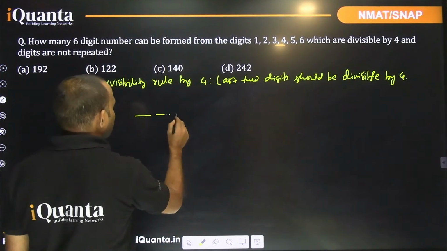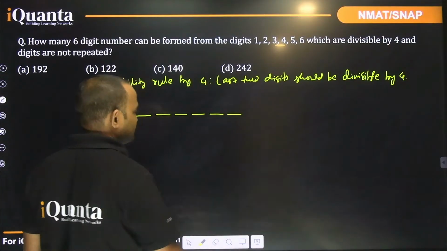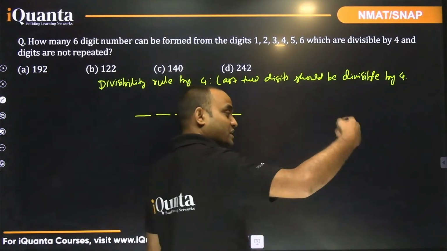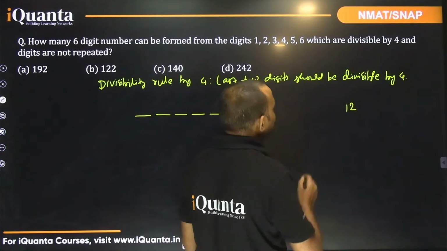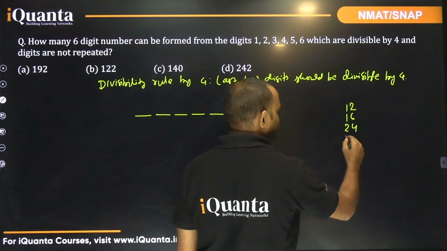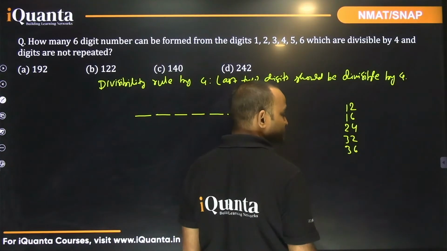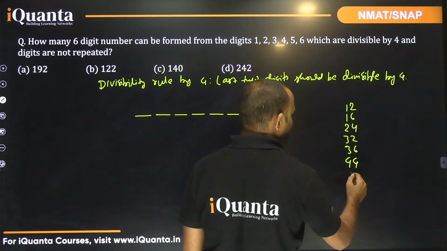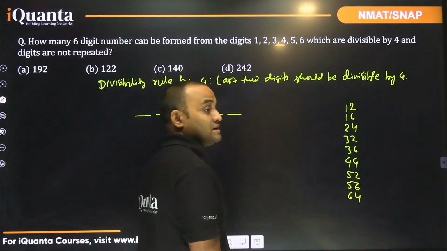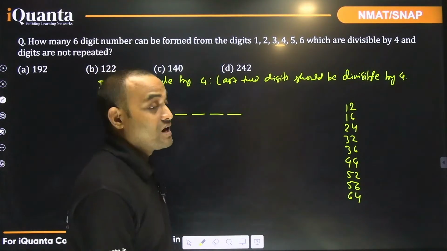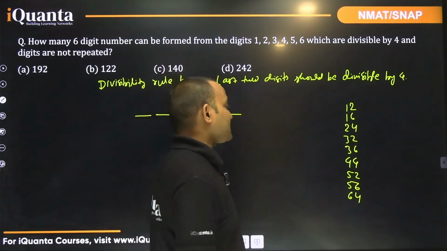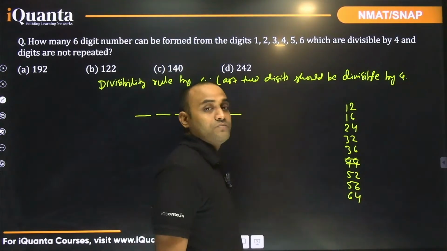So 1, 2, 3, 4, 5, 6. What should be the last two digits? They should be divisible by 4. Starting from the minimum, the last two digits could be 12, or 16, then 24, then 32, 36, then 44, then 52, 56, then 64. These are the possible last two digits of the number if it is divisible by 4, but repetition is not allowed, so we don't count 44.